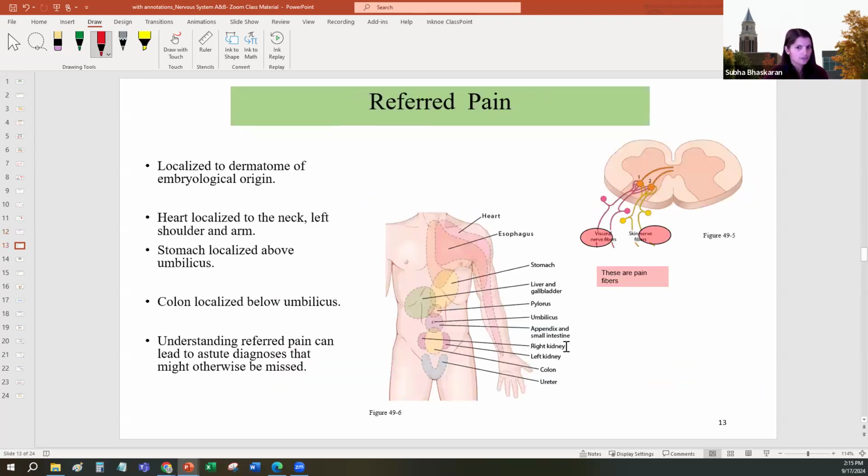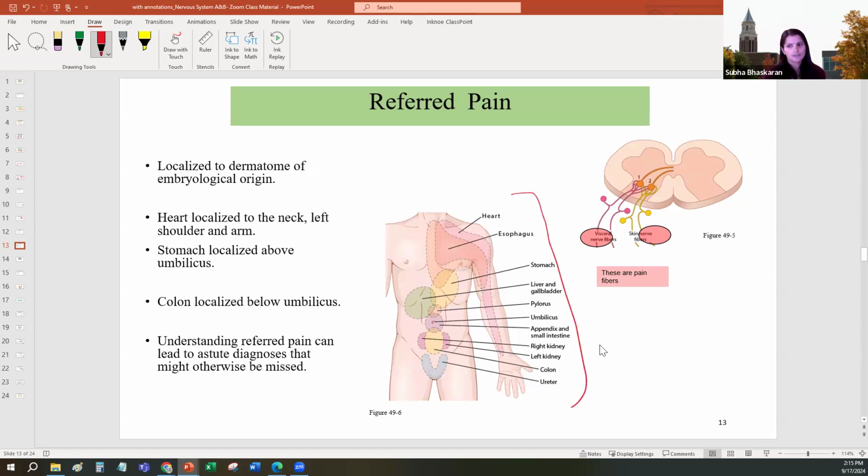Referred pain, how many of you are familiar with this concept? Somebody with gallbladder issues says they have some shoulder issues, or left arm pain can be associated with heart attack, right? That's a very popular one, correct? Right, so localized to dermatome of neurological origin, heart localized to neck, left shoulder, arm, stomach. So these are different things that you can see here.